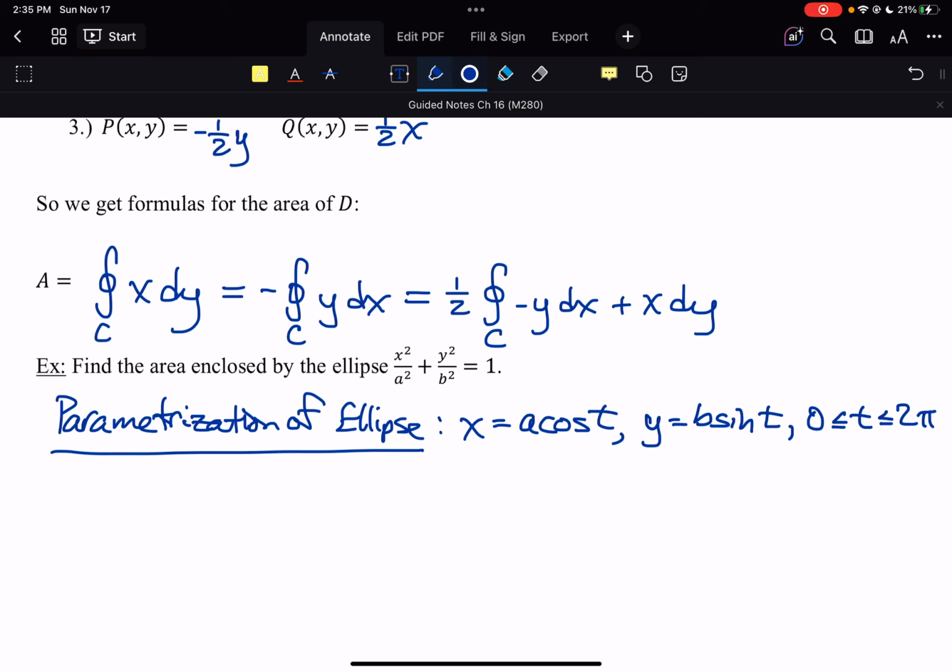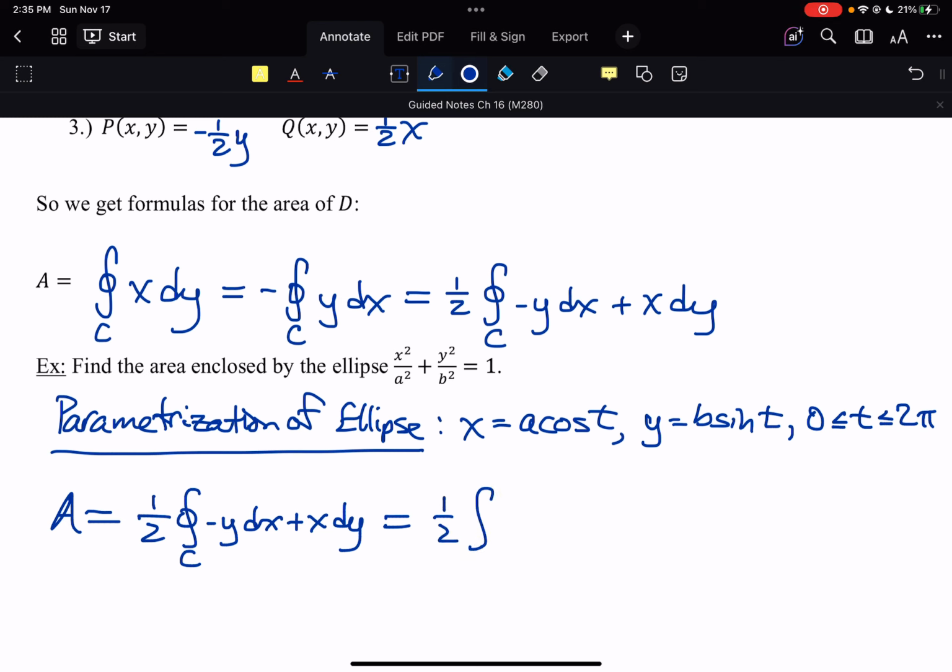Okay. And again, if we're trying to find the area, we could set up using a double integral, but I'm going to show how we do it with a line integral. We could use any of these formulas. I'm going to use this one, the third one here. So area will be 1/2 positively oriented line integral over C of negative y dx plus x dy. So let's see what we get here.